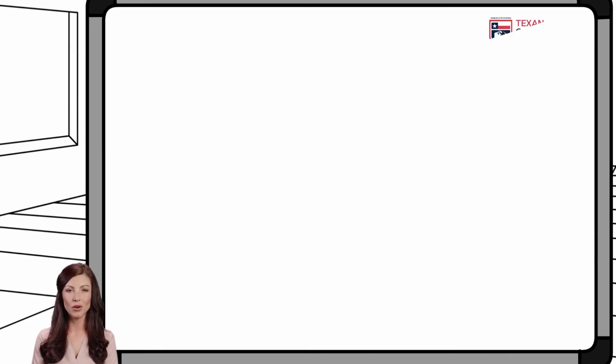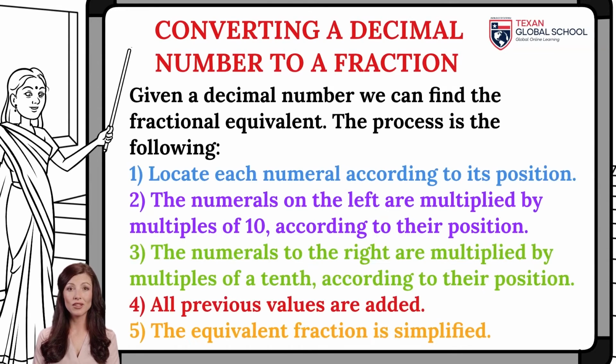Given a decimal number, we can find the equivalent number as a fraction. The process involves locating each numeral according to its position. Then, the numerals to the left are multiplied by multiples of 10. The numerals to the right are multiplied by multiples of a tenth. Finally, all the previous values are added, and the fraction is simplified.